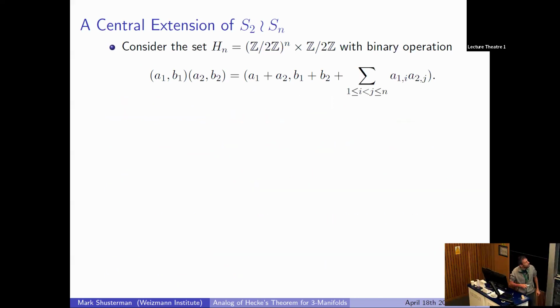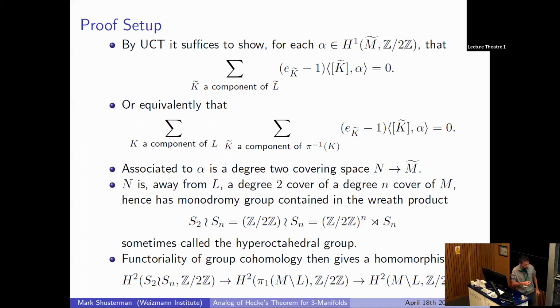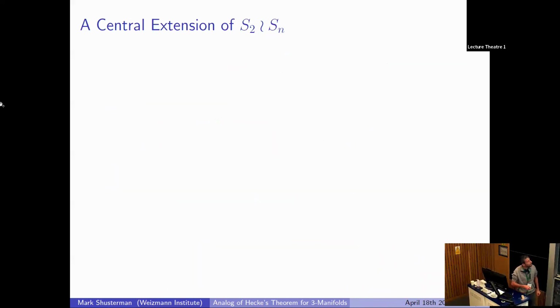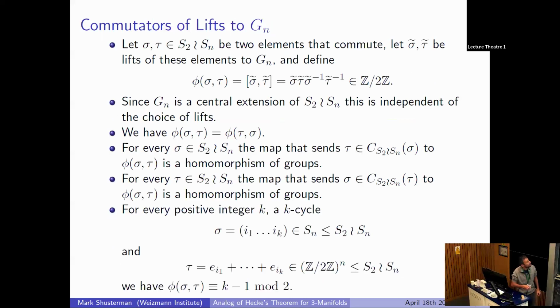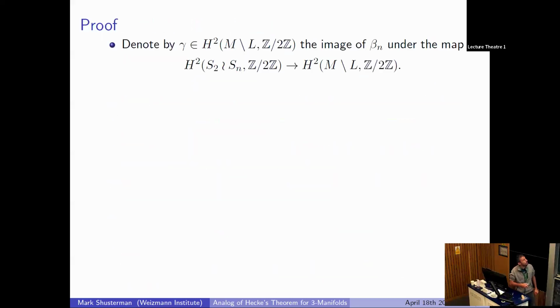And we had a map from group cohomology, where this beta n lies, into the cohomology of this manifold that came from the cover. And so now what we can do is look at the image under this map of this element that we constructed. That's what I'm doing here. I'm denoting by some letter like gamma the image of this class, corresponding to the specific extension of the hyperoctahedral group, under this map.